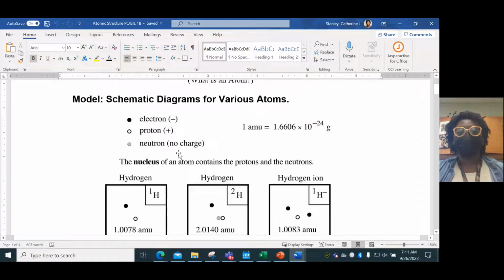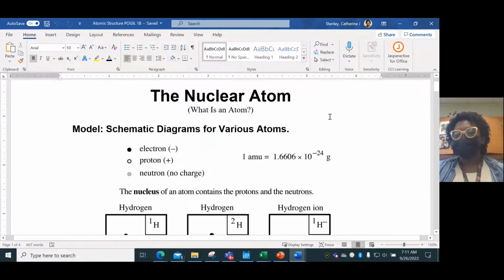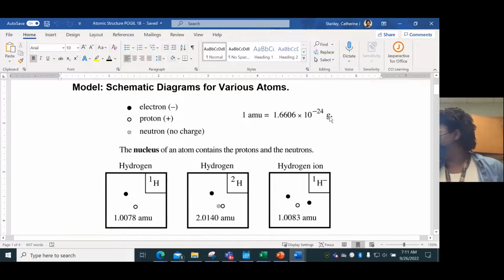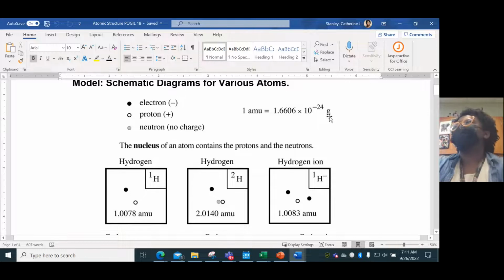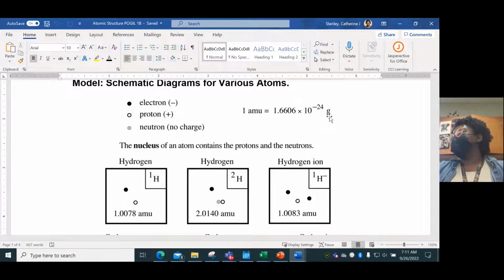All right, here we go. This atomic structure POGIL was a fun time. At least I had fun. It was great because you actually had to critically think. Those of you who did not do this activity, sucks for you because it was a great time. It really was. Because you actually had to figure some things out.